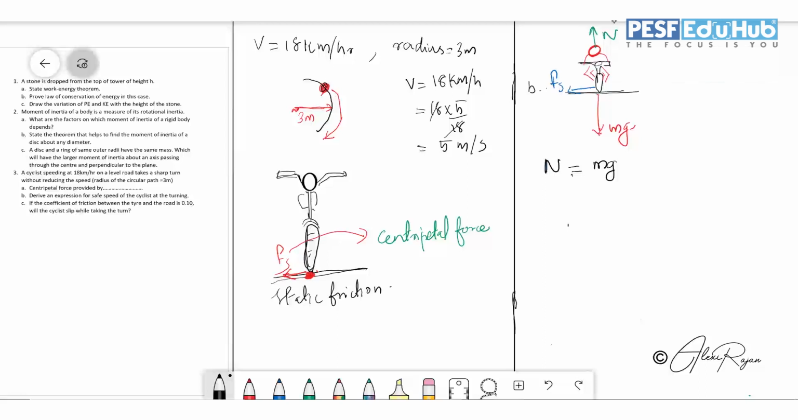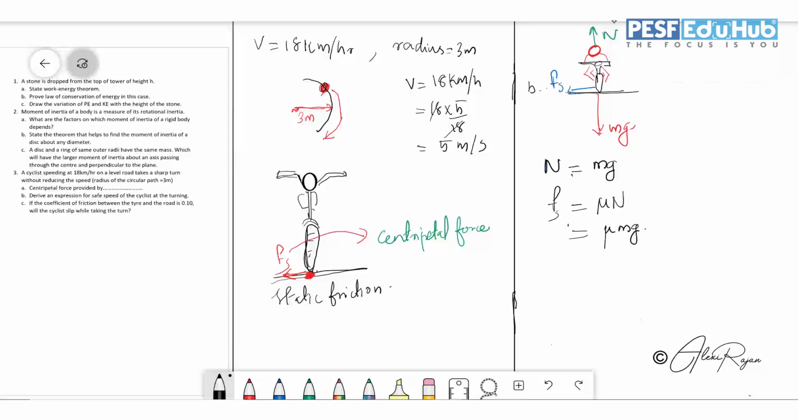And you know that the frictional force is given by mu N, or in some textbooks instead of N it is written as R also. That is the normal reaction. Fs is equal to mu N, where mu is the coefficient of static friction. But you know that N is equal to mg, so you can write Fs is equal to mu mg.